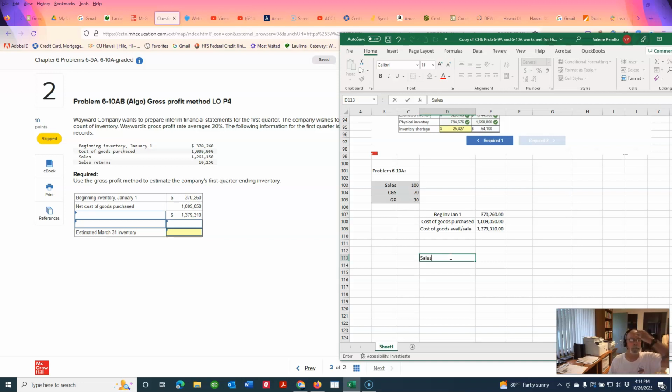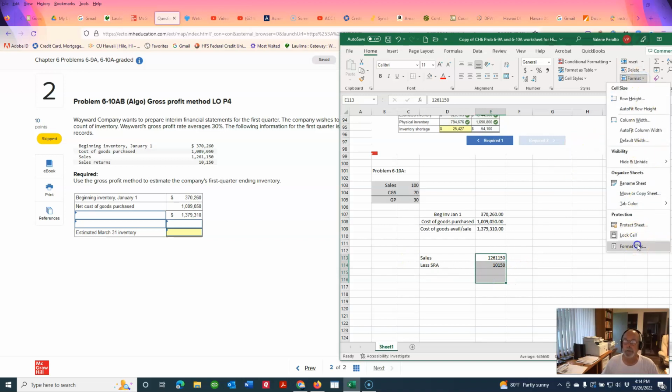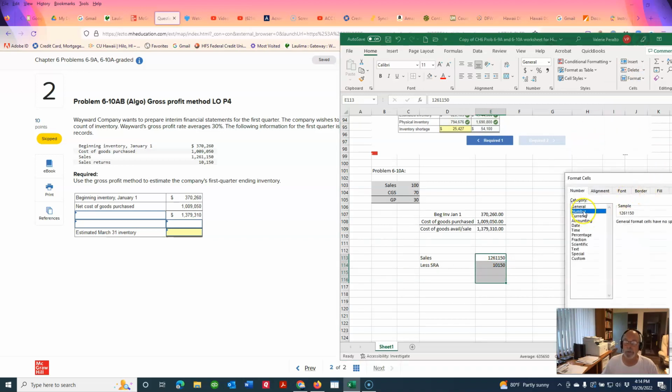Sales are, this is again for the first quarter. Sales are $1,261,150. And sales returns are $10,150. And again, let's put some formatting on this, make it a little bit easier to make out the numbers.